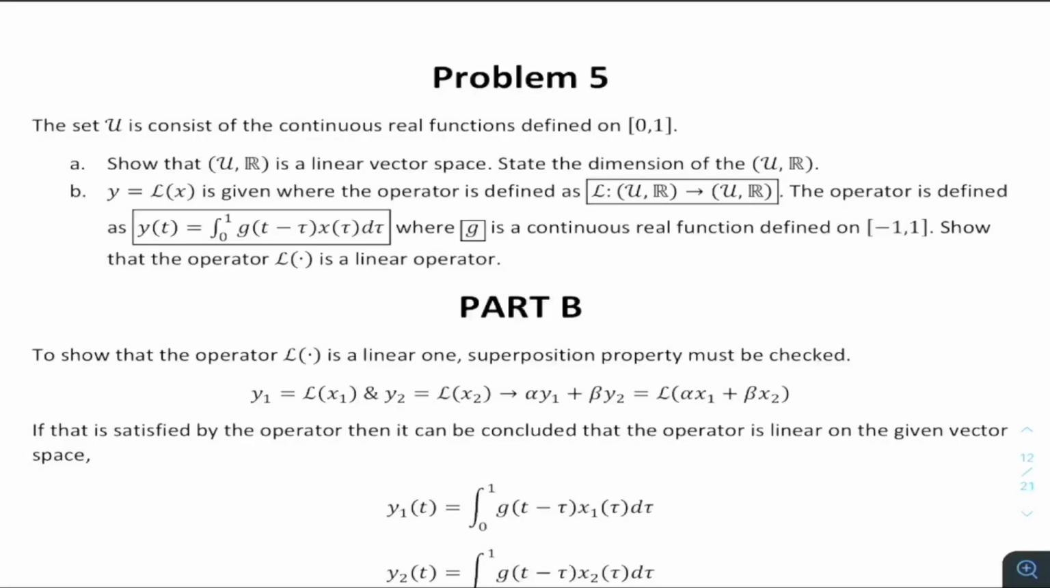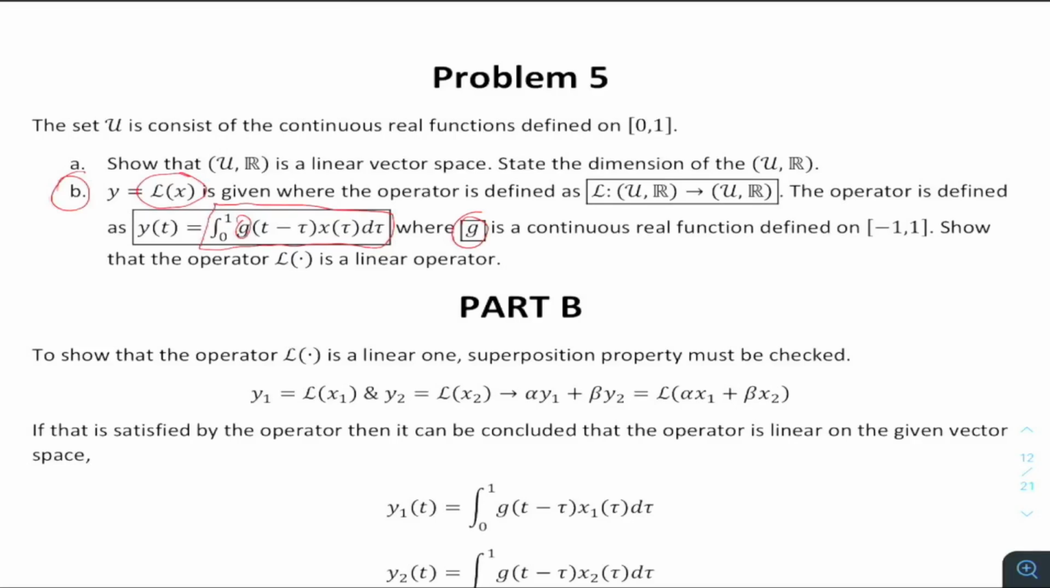Actually, that's not all. I'm going to edit that video, and there is still one little section, right? Part B of that problem we need to focus on. Here, this is a given operator L, right? L operator, and the operator is defined as here typical convolution operation, and G is the kernel of that convolution, right?